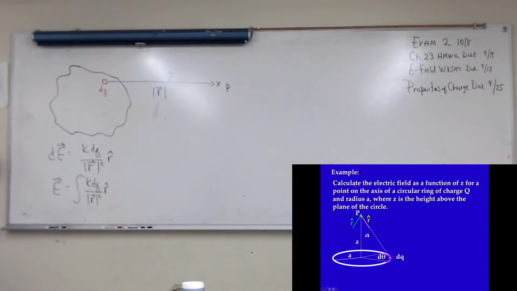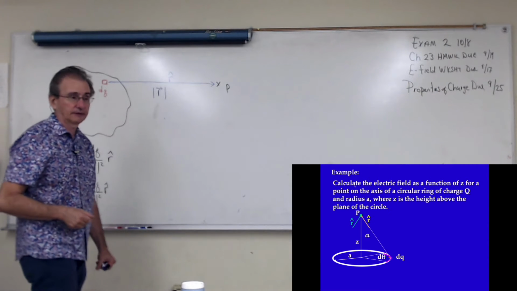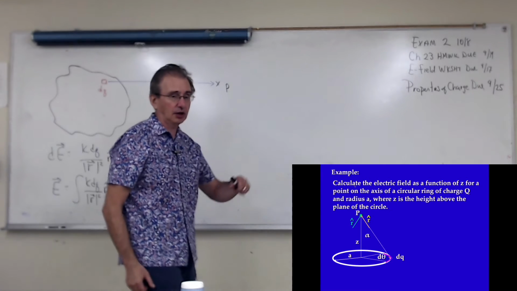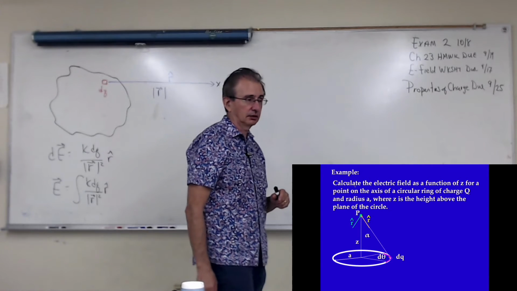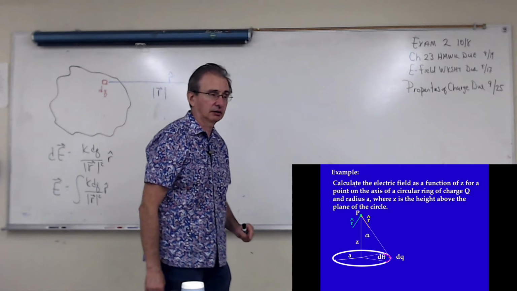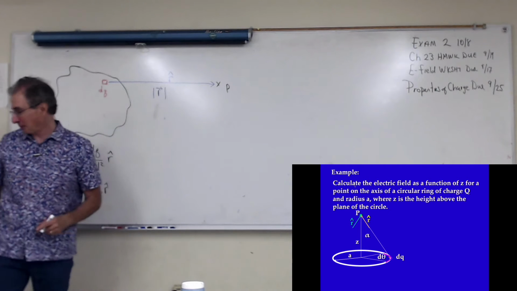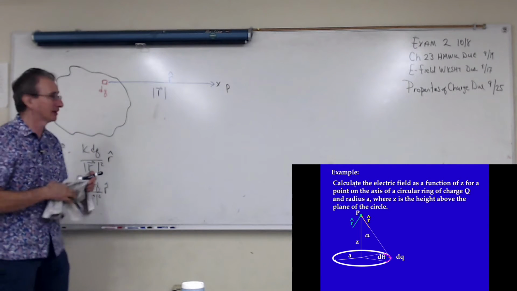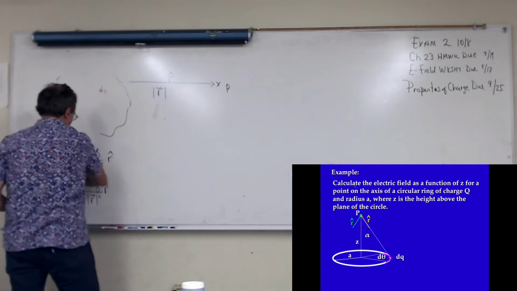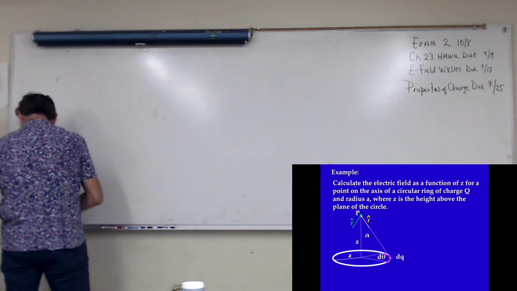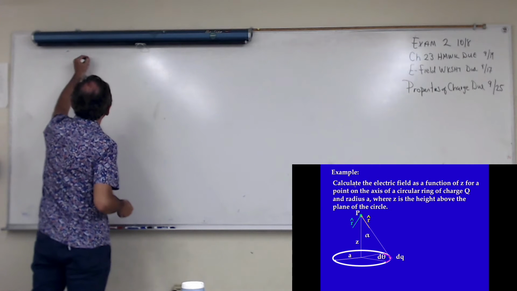So this first example, I have a ring of charge. And it's uniform charge density. I want to calculate the electric field along the axis of the ring, but out of the plane of the ring. So let me try to draw that. It's easier to draw in PowerPoint, but I'm going to try to draw it on the board. Okay. Let me draw my coordinate system.